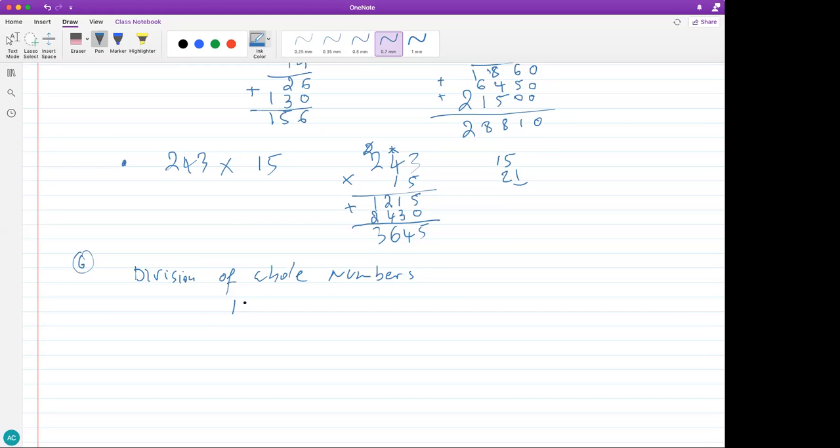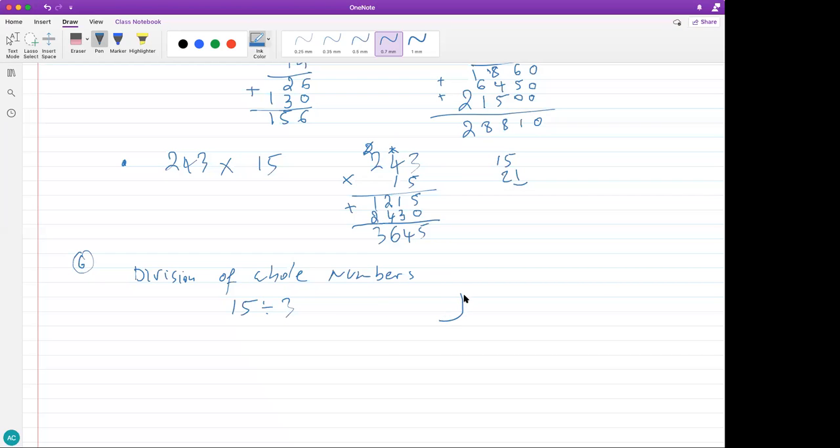Start with something simple. 15 divided by 3, we all know is, what is the value of this? 5. Okay, let's pretend we don't know what it is. Let's try to do it the traditional or the formal way.